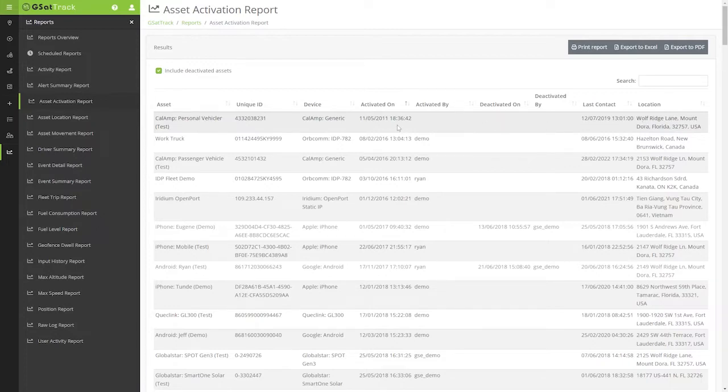What this report really does is it shows us a quick way that we can easily manage return on investment and understand if we're wasting money. And I'll explain that right now.